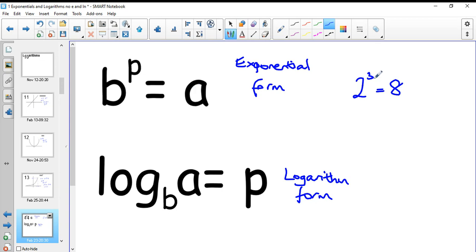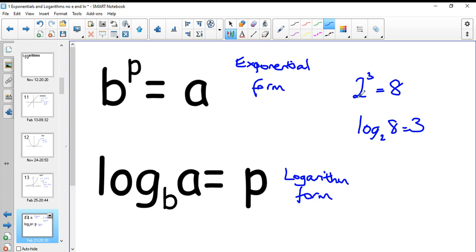Now this can be written in log form. So in other words, we are rearranging it using the inverse. And we do that by using this. So log, which is short for logarithm, of base b, so that corresponds to that, of the answer equals the power. So in this case, we could write this as log to base 2 of 8 equals 3.